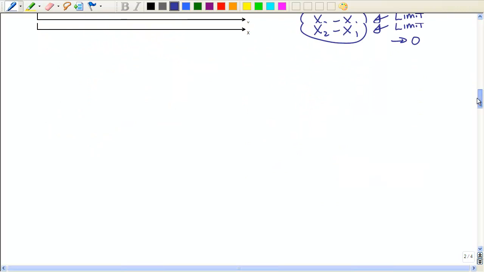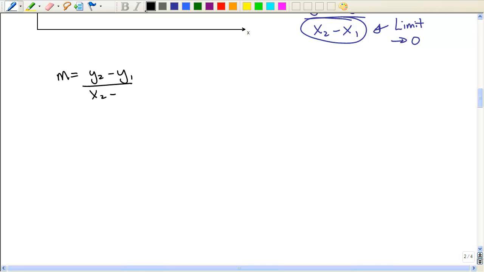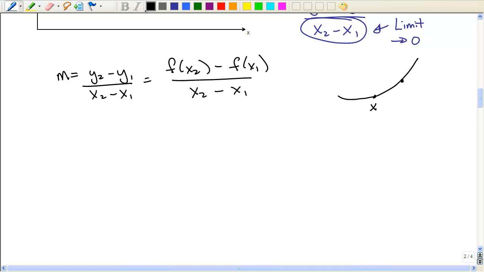So let's just look at the definition of the derivative. Alright, if we go back to the slope that we learned in high school, we could rewrite that as f of x2 minus f of x1. Okay, just a fancy way of writing it. But how about, instead of saying x2 and x1, let's say we have a space of x, and we've got that curve, and I want to move over a distance of h.